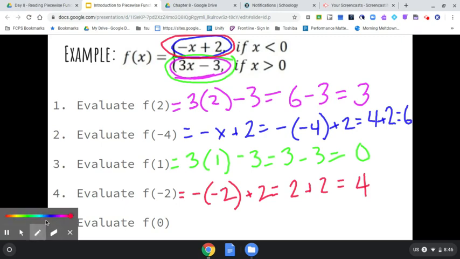And then the last example we have f of 0. Is x less than 0? No. Is x greater than 0? No. So notice there's no part of the domain that includes 0. So this one is no solution, the empty set.